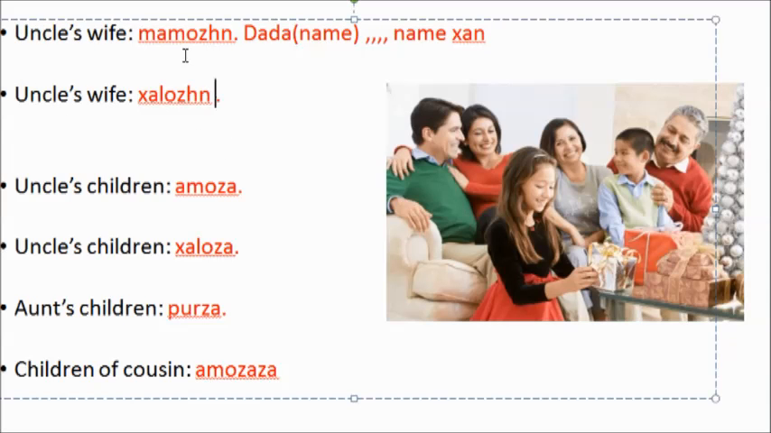But you know, here it is clear. Mamojin is for the wife of mam, or uncle. Khalojin is for the wife of khal, the uncle. But again, you can use dada, the same concept, or name and khan for her as well.